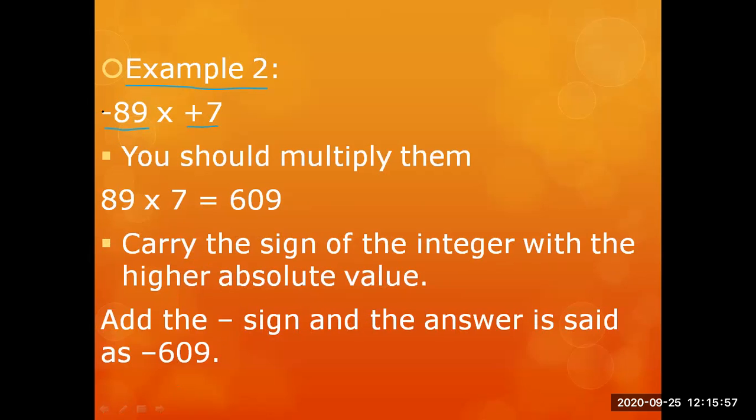So 89 is bigger or 7 is bigger? Of course, 89 is bigger than 7. So we are going to carry the sign of 89, which is a negative sign. So we are going to add the negative sign to 609. So the answer is minus 609.